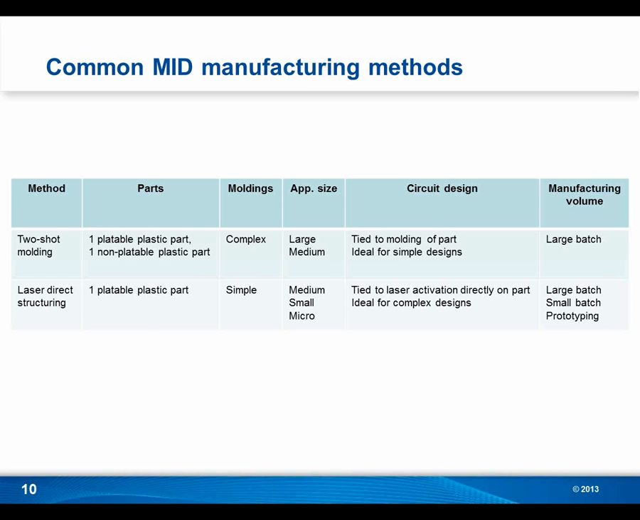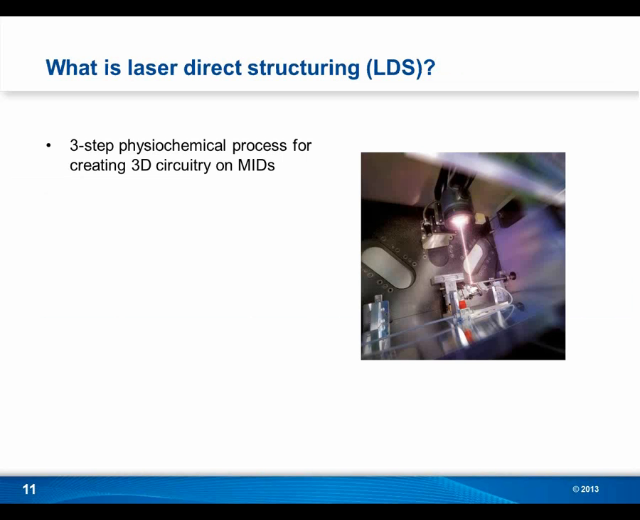Exactly. Now, obviously, we're going to be talking about laser direct structuring, so I wanted to bring that up here. And we're going to break down laser direct structuring. What's cool is it's a really simple 3-step process. It's a physiochemical process for creating 3D circuitry on MIDs. You're going to hear us refer to LDS a lot. We're not talking about Latter-day Saints. We're talking about laser direct structuring. So if you hear LDS, you'll know that's what we're talking about.